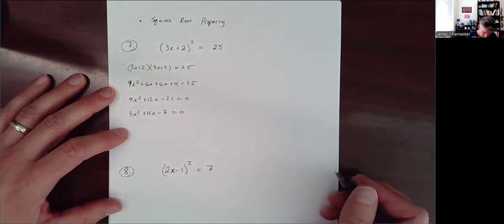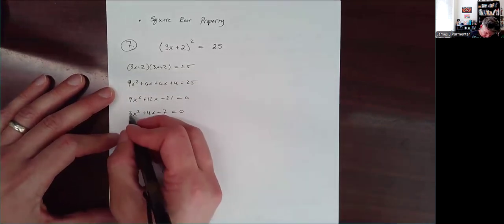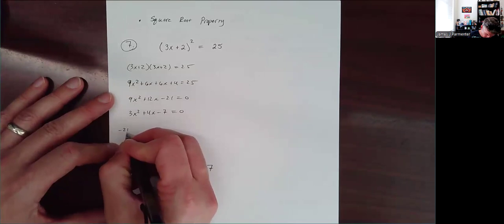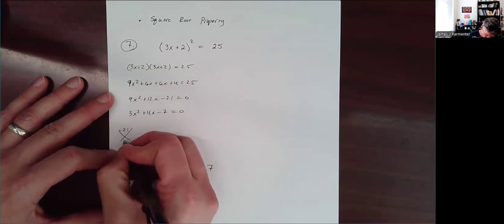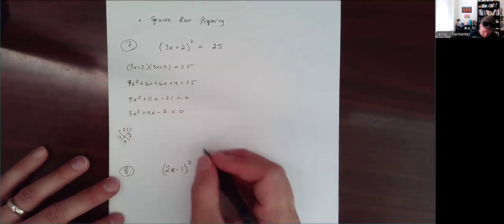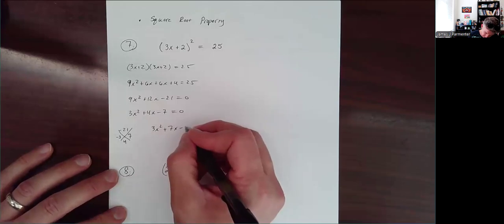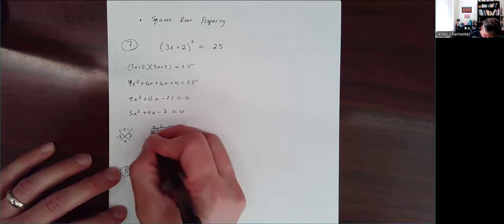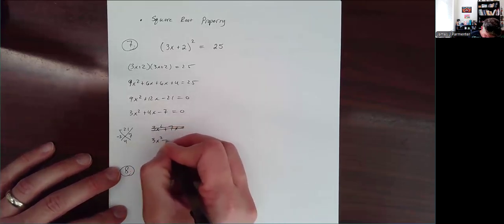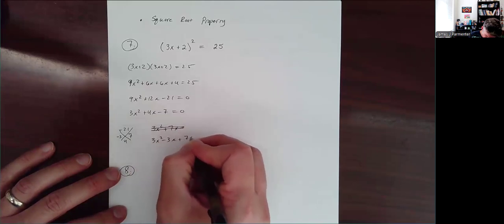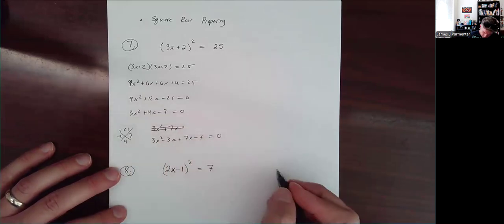I think it does. You're looking for numbers that multiply to a times c, so negative 21, and add up to positive 4. And those numbers are 7 and negative 3. So we're going to write this as 3x squared, blah, plus 7x. I didn't follow my own advice. I should have put the negative 1 first. Oh, well, let's change it. Let's do 3x squared minus 3x plus 7x minus 7 equal to 0.